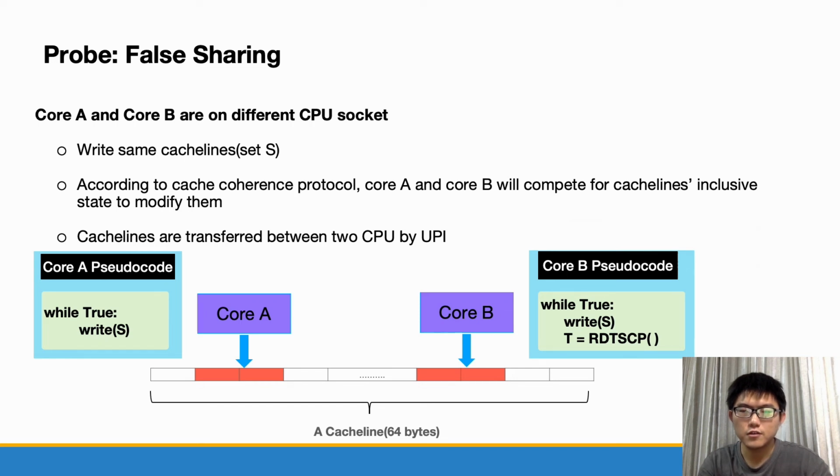So we use a different strategy. Our probe for the cross-CPU attack is based on forced sharing. Core A and Core B are on different CPU sockets. They are connected by UPI. They will write the same cache lines as the picture below shows. And just one core needs to record the timestamps, according to the Cacheline coherence protocol, which is MESIF on the Intel platform. Core A and Core B will compete for exclusive states of the Cacheline to modify them. In this way, the cache lines are transferred between two CPUs by UPI.